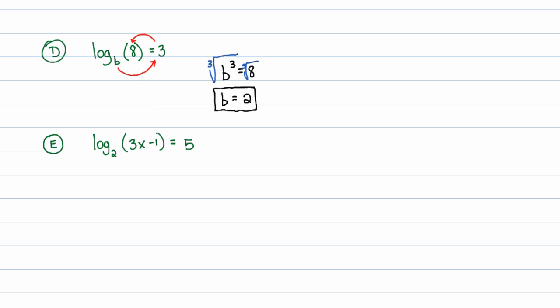Again, when somebody hands me an equation in logarithmic form, I generally like to switch it to exponential form. This will tell me that 2 raised to the 5th power should equal that junk on the inside. So 2 raised to the 5th power should equal 3x minus 1. And all of a sudden I realize, oh, I could solve this. 2 to the 5th power, that's just 32. Add 1 to both sides. Divide both sides by 3, and you get that x is equal to 11.